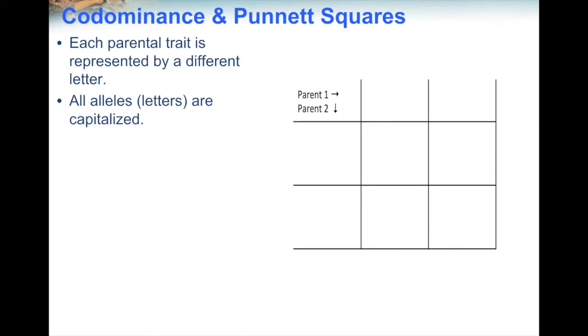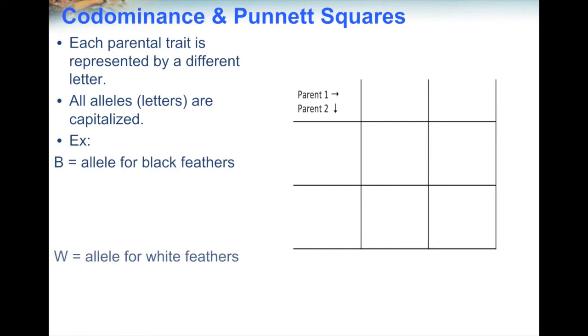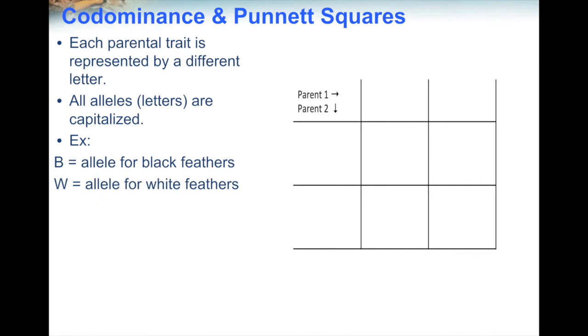So for instance, for black feathers in chickens, we're going to use the allele or letter capital B. For white feathers, the allele or letter we're going to use would be a different letter. We're going to use W, and we're going to capitalize it. Now, when we have a black and white feathered chicken, the genotype, the two letters, is going to be B and W.